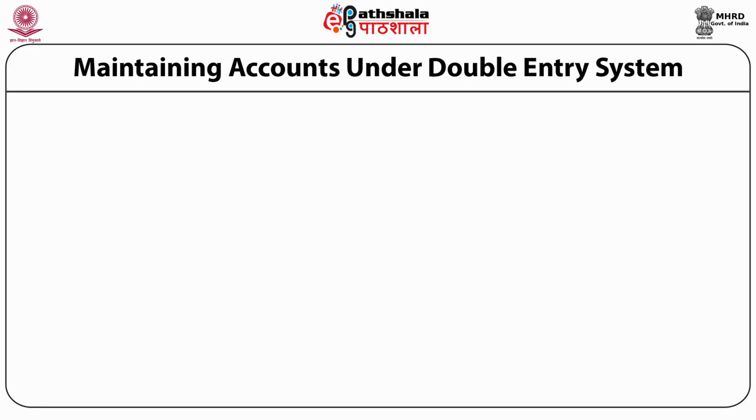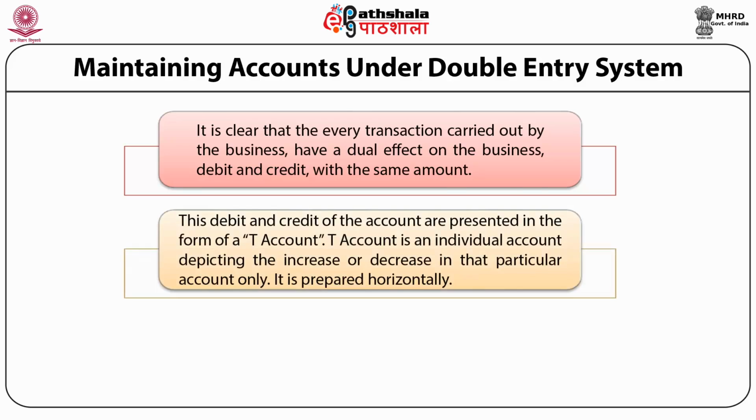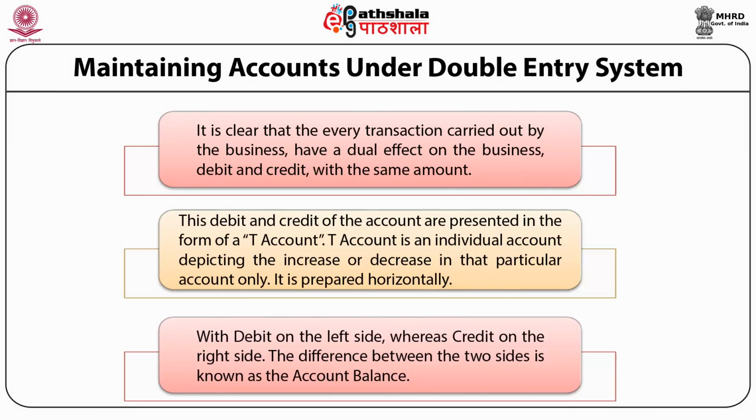Maintaining accounts under double entry system. It is clear that every transaction carried out by business have a dual effect on the business: debit and credit with the same amount. This debit and credit of the account are presented in the form of a T account. T account is an individual account depicting the increase or decrease in that particular account only. It is prepared horizontally with debit on the left side whereas credit on the right side.